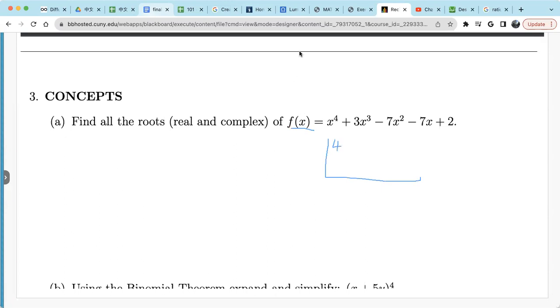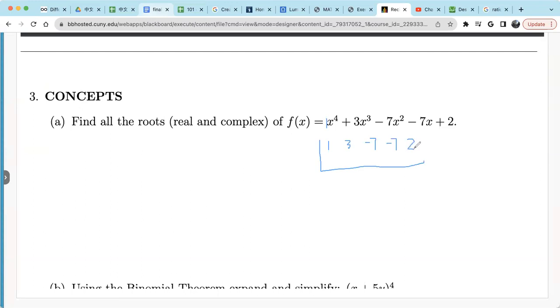I just need a 1, because this is a 1. I just need to write down the coefficients. So 1, then 3, the x cubed coefficient is 3. The x squared coefficient is -7. The x coefficient is -7. Then 2.